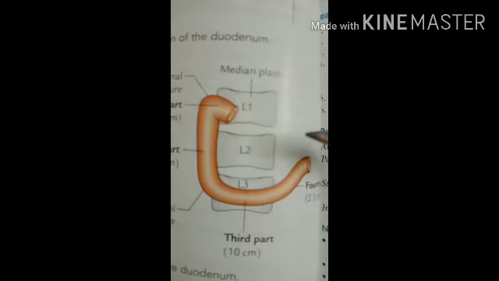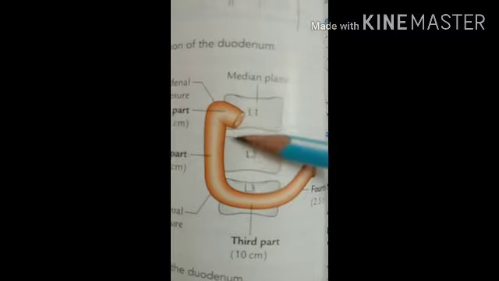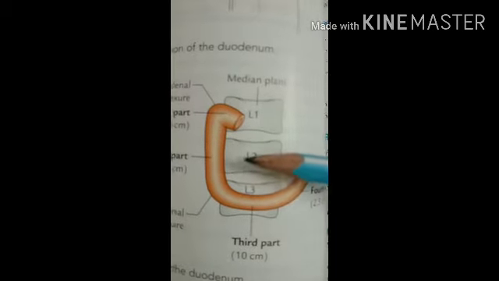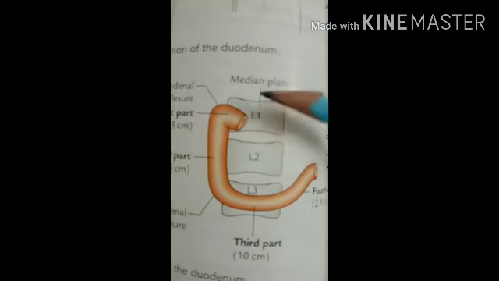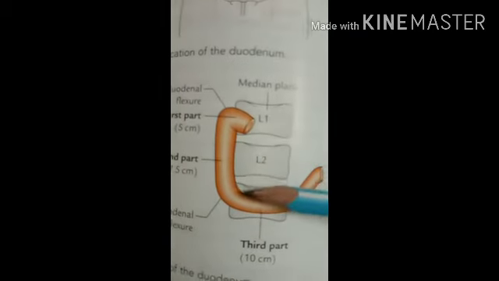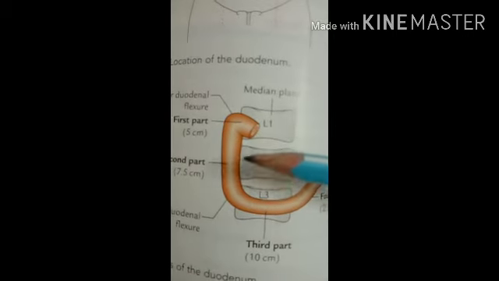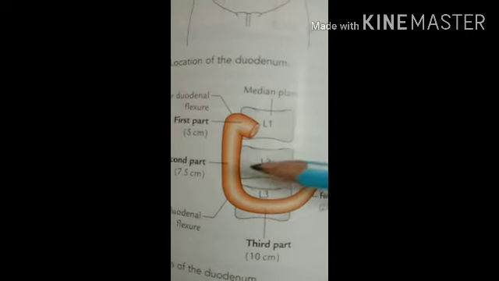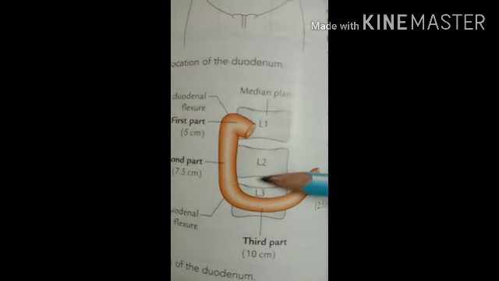Then congenital stenosis or obstruction. Okay, it commonly occurs in the second part of the duodenum and may occur at the site of opening of the bile duct. Okay, so you know here that the bile duct is opening into the major duodenal papilla, and because of this, an obstruction or congenital stenosis may occur here.